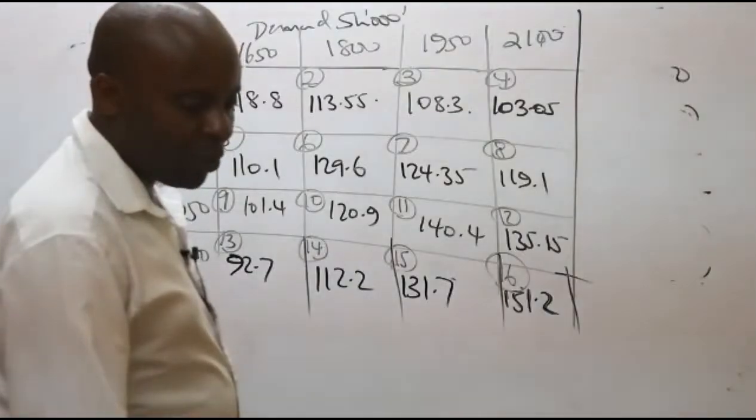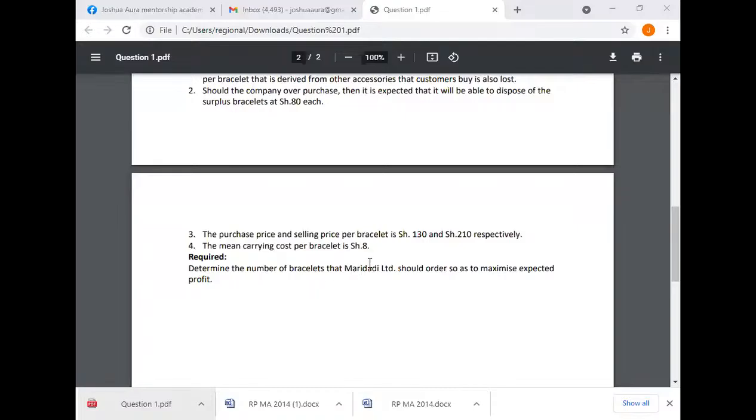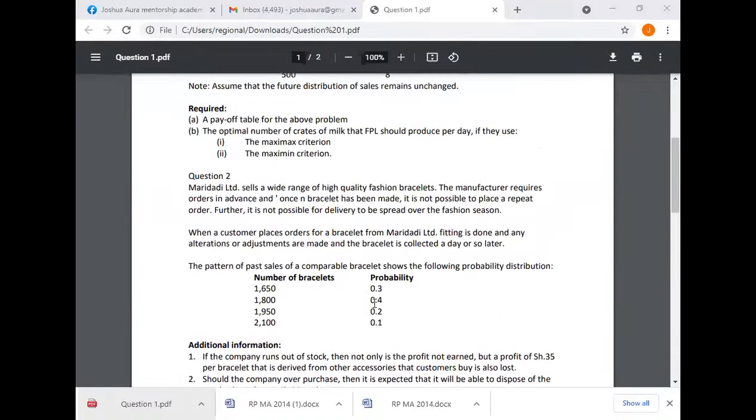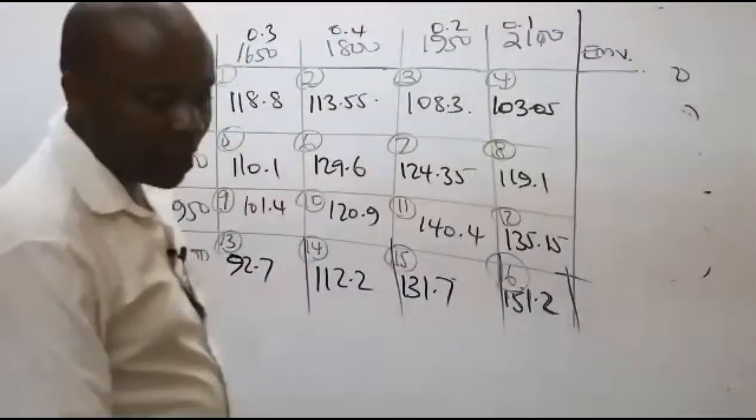Ladies and gentlemen, what they expect us to do is to give them expected profits. So determine the number of bracelets that Maridadi Limited should order so as to maximize expected what? Profit. So these are the probabilities. I need to come and fix the probabilities on the demand. So we have here 0.3, 0.4, 0.2, 0.1. So come here and give me expected monetary values.